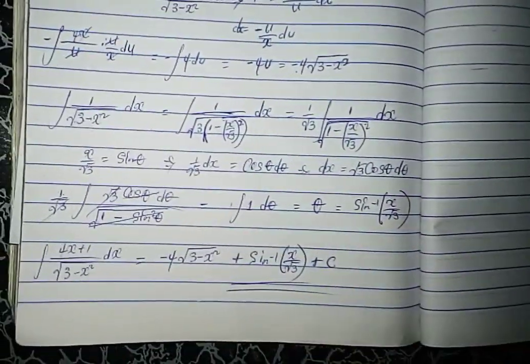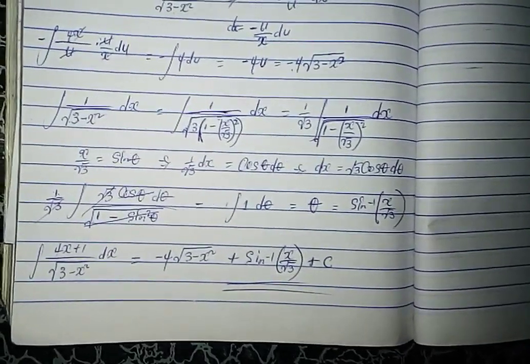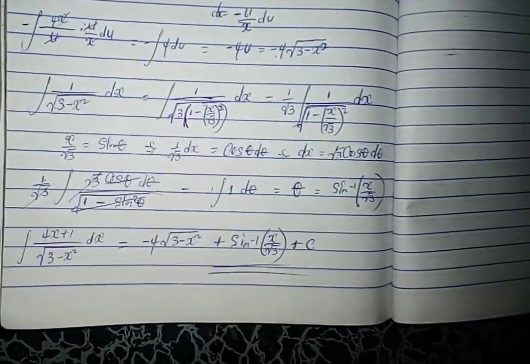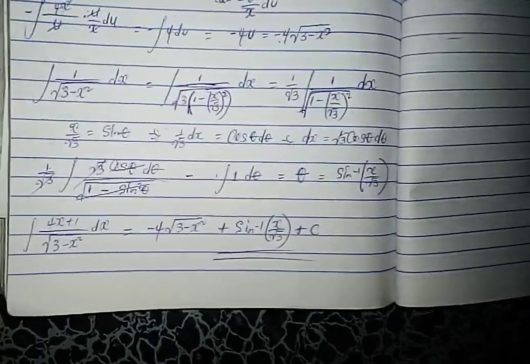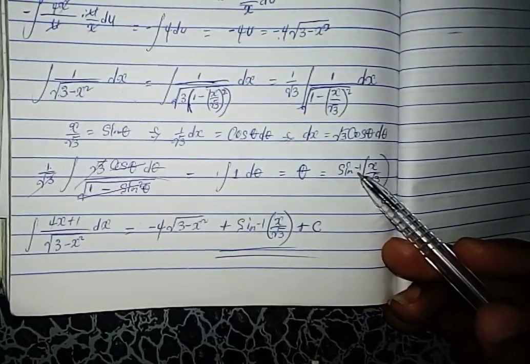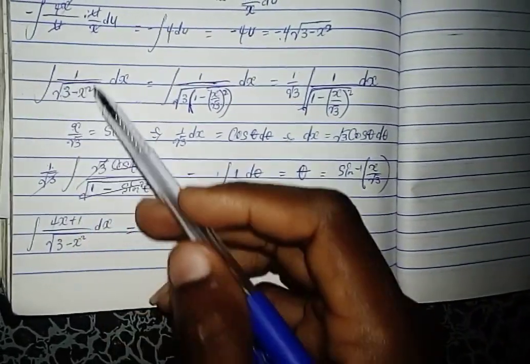You should know that the integral of 1 over square root of a squared minus x squared is equal to sine inverse of x over a. And that is why we had the sine inverse of x over square root of 3 as the answer to this integration.